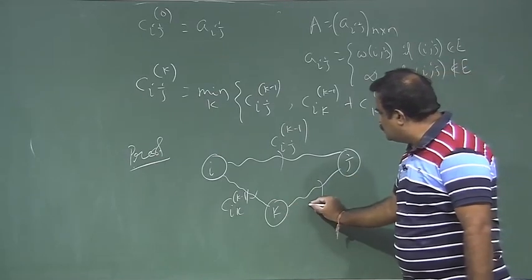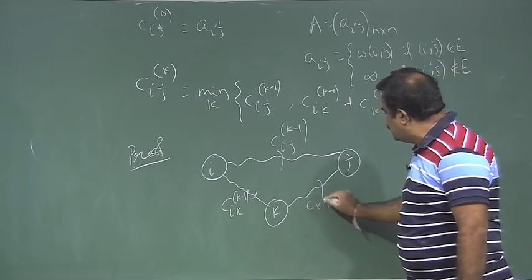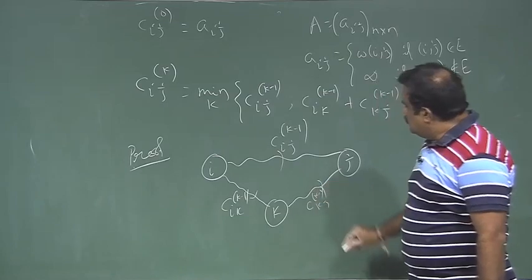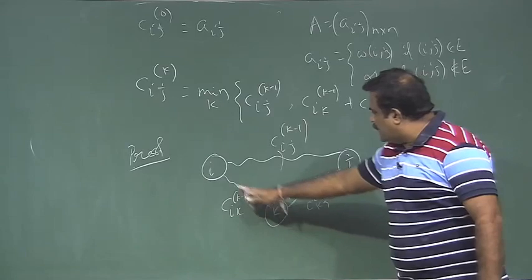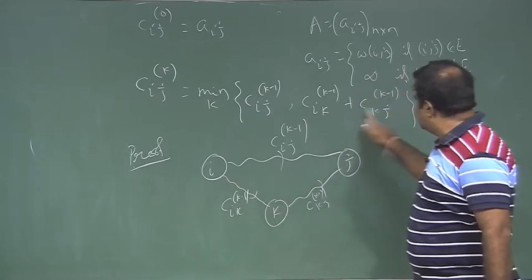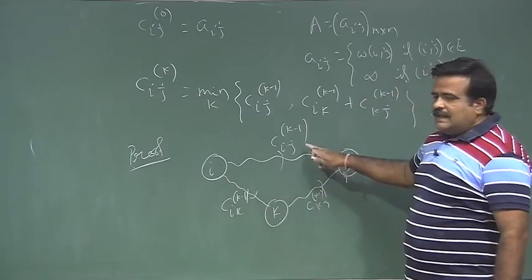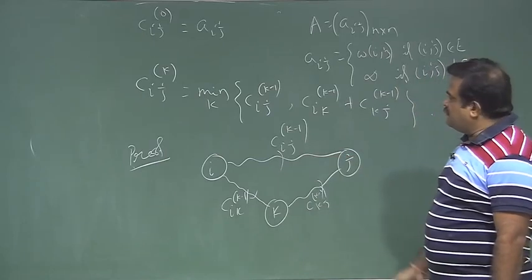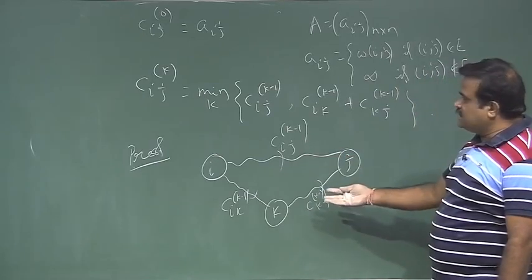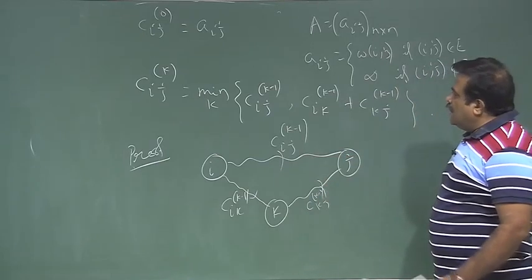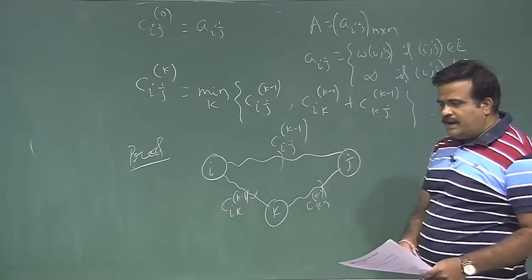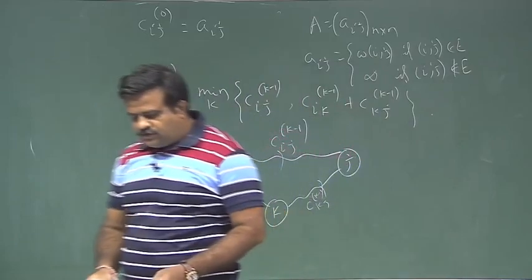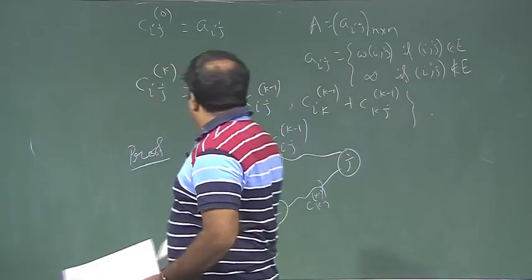Similarly, this one is also Ckj k minus 1. So, these are two possibilities, and we take the minimum among these two. This is a path, we take this plus this. These two are possibilities, we take the minimum among these two. This is the proof. Now, how will this Cij k help us get delta? Basically, we need to find the delta ij.